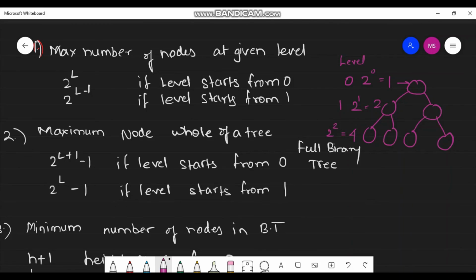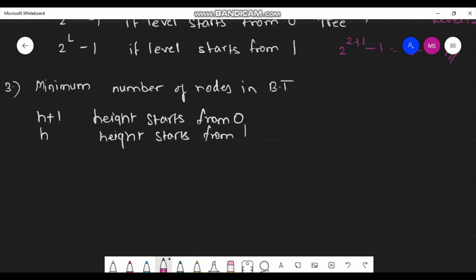Okay? Here, the maximum number of nodes in a tree. If I'm starting from 0 1 2, the maximum level is 2, right? If we are starting from 0, then what is this? 2 raised to 2 plus 1, minus 1, 8 minus 1 equals 7. So we can see 1 2 3 4 5 6 7. Yes, the maximum number of nodes is 7. Okay, this is the full binary tree, right? That way.